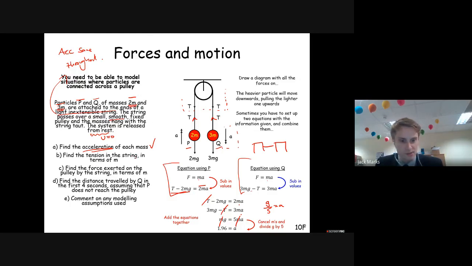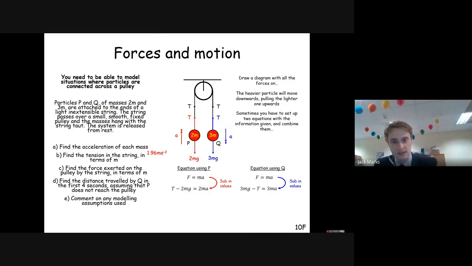Find the tension in the string. Well, the tension is the same throughout. This t is the same as this t, is the same as this t, is the same as this t, because it's a light, inextensible string. So the tension's the same throughout. So you need to use this a here with any equation that has t in it, and you can find an answer.